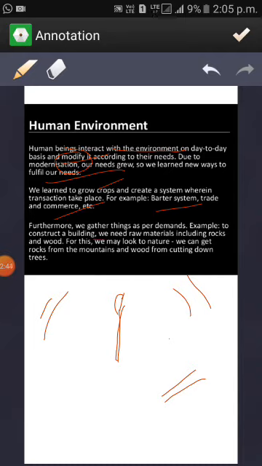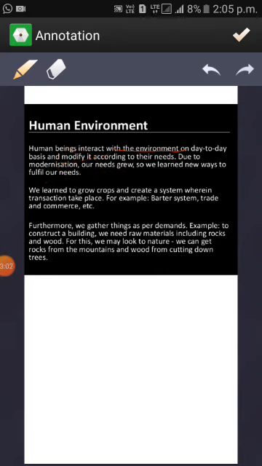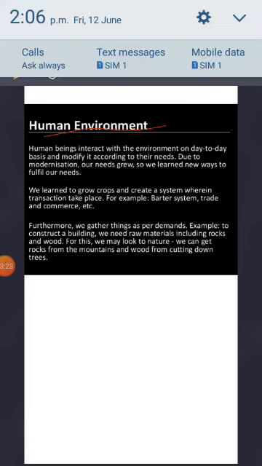Furthermore, we gather things as per demands. For example, to construct a building, we need raw materials, including rocks and wood. For this, we may look to nature. We can get rocks from the mountains and wood from cutting down trees. So, in short, human beings depend upon the other components of the environment. In this process, it keeps on modifying the environment. This term we study under the heading the human environment.